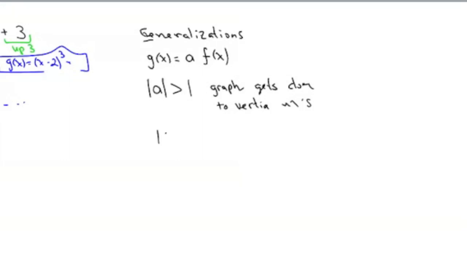If the absolute value of a is between 1 and 0, give me a number between 1 and 0. 0.5, 0.25, 1 quarter. Is 3 halves between 1 and 0? No, I've had many people do that to me. They're like, well, it's a fraction. It's between 1 and 0. No, it's not. It's 1.5. Yeah. The graph gets closer, take a guess, to the x-axis? To the horizontal.